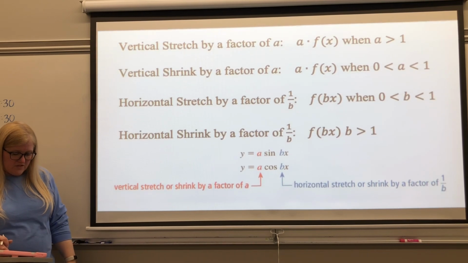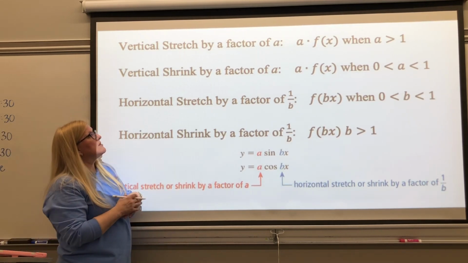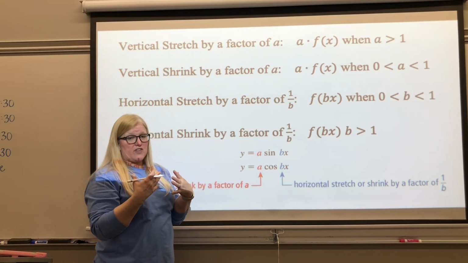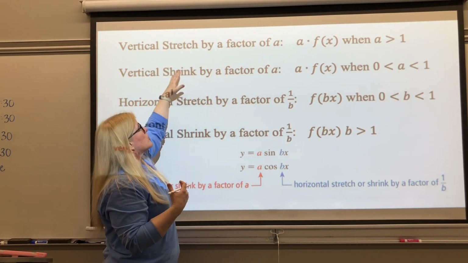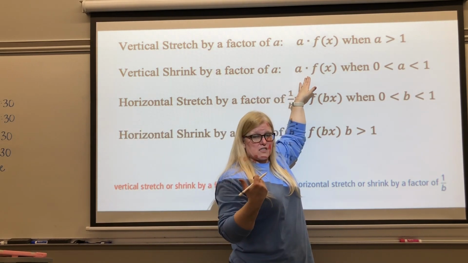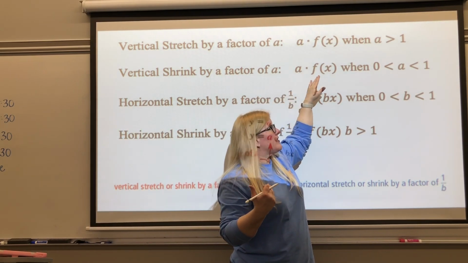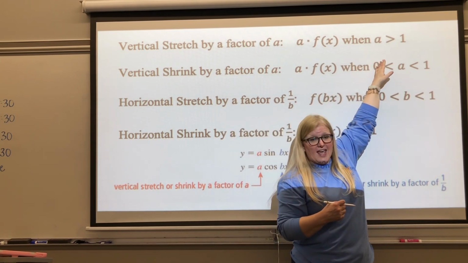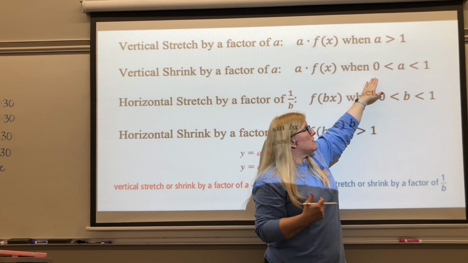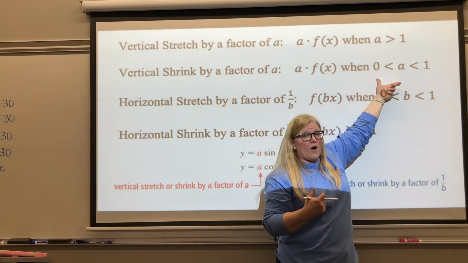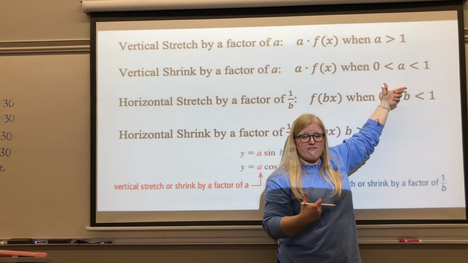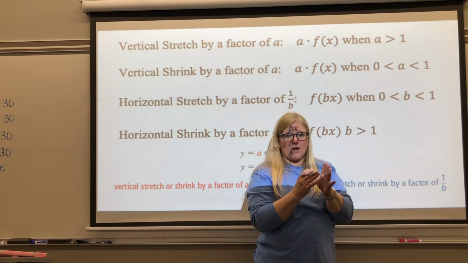Okay, so the vertical stretch by a factor of a, and again, we've talked about this a lot too, the vertical stretches and shrinks. We have a number out in front of the function. If the number is bigger than 1, it's a stretch. If the number is smaller, or between 0 and 1, okay, so 1/2, 2/3, 3/5, then it's a shrink.